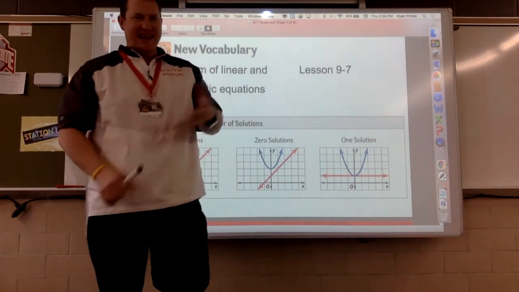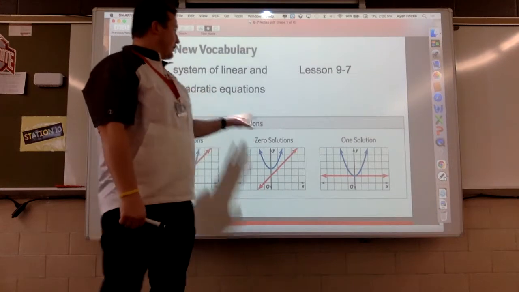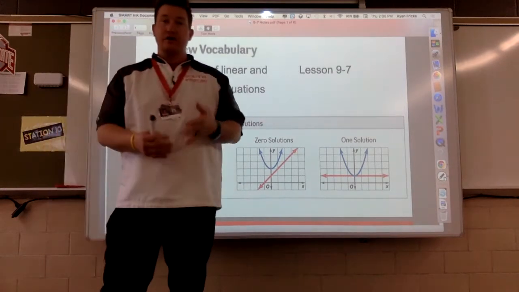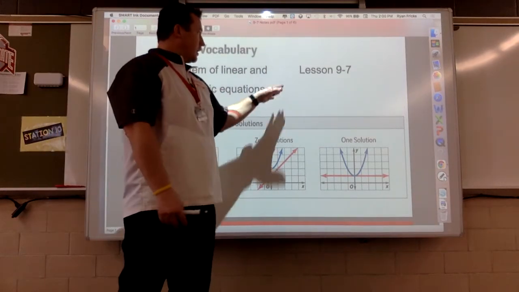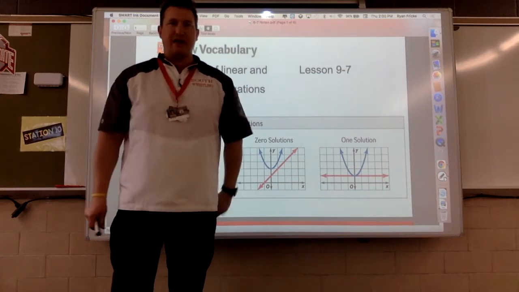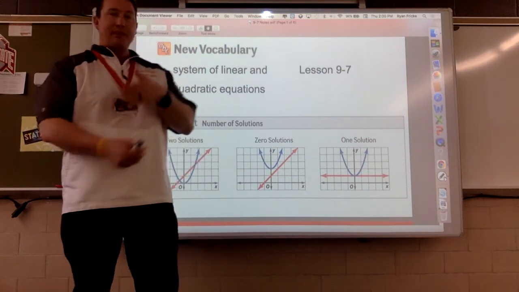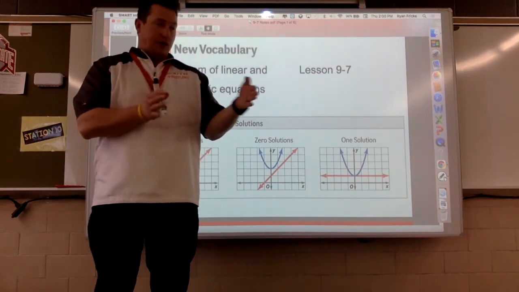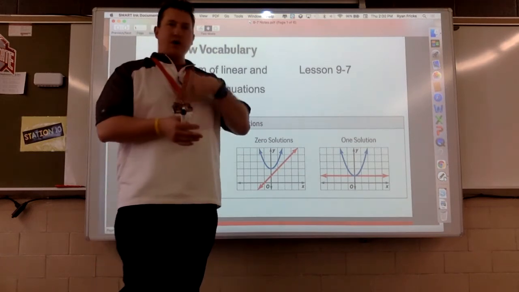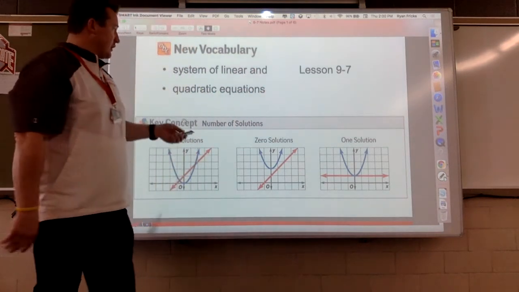Here we are with 9-7. Can you believe it? We are cruising through Chapter 9. Good news. The last couple lessons we have here, not too bad with Chapter 9, okay? We've gotten through the really tough part with all of our different ways to solve these quadratic equations.